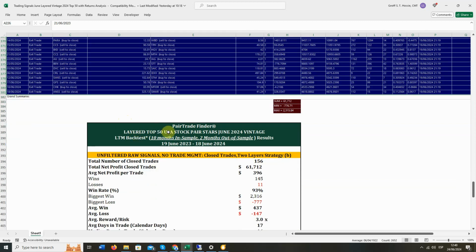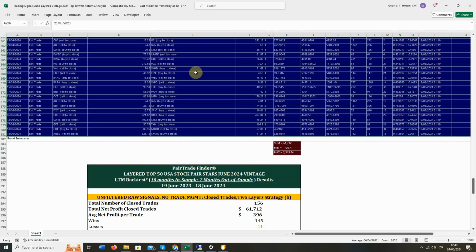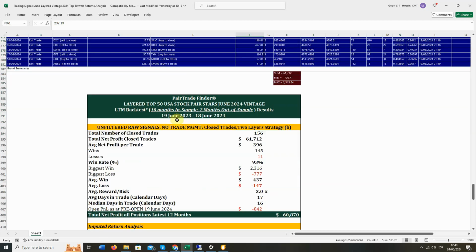So these are the layered top 50 US stock pair stars, June 24 vintage. This is the last 12-month backtest. To be clear, the last 2 months of this, so May and June, actually since 16th of April until 19th of June, these are actually live signals out of sample. All of these ones here, these trade closes were live signals. Here are the results. But this is the overall 12-month backtest.